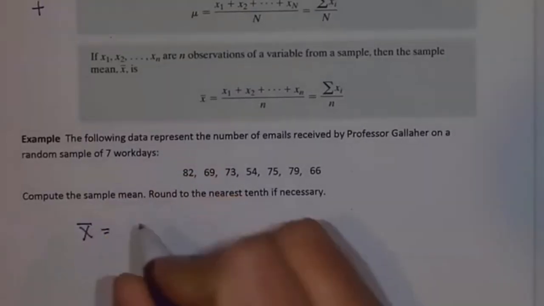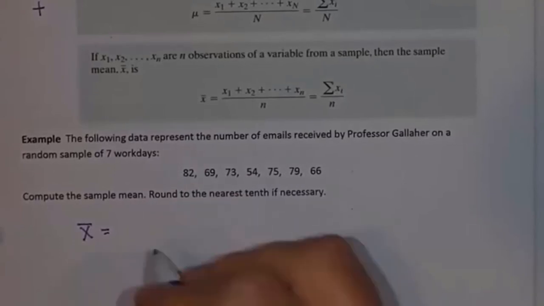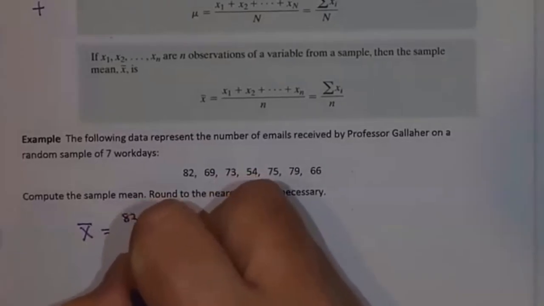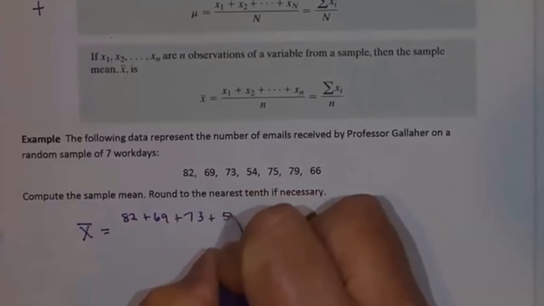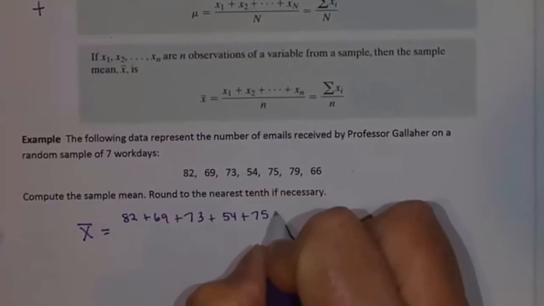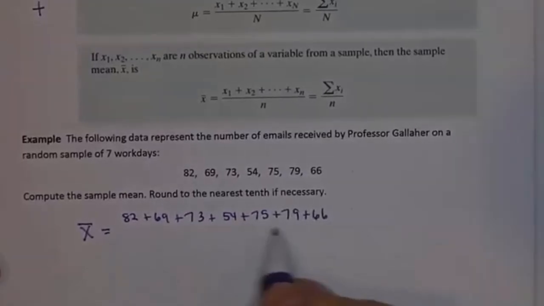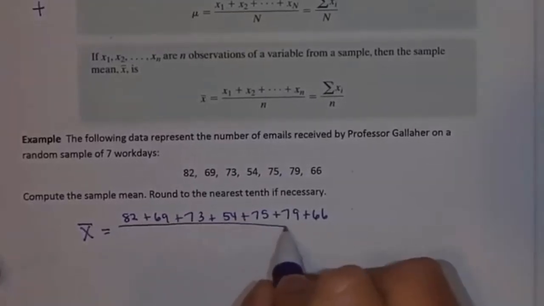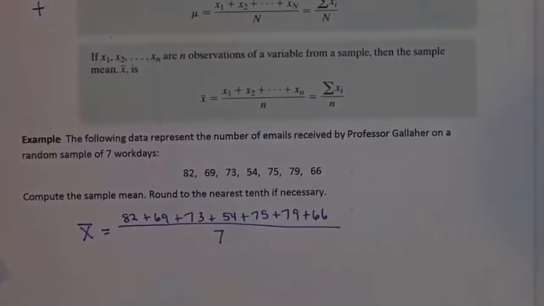So X bar is just going to be what I get when I add up these 7 data values and divide by 7. So I'm going to take 82 plus 69 plus 73 plus 54 plus 75 plus 79 plus 66. Again, that's 7 different values that I'm adding up because I had 7 values in my sample. So I'm going to add that up and divide by 7.